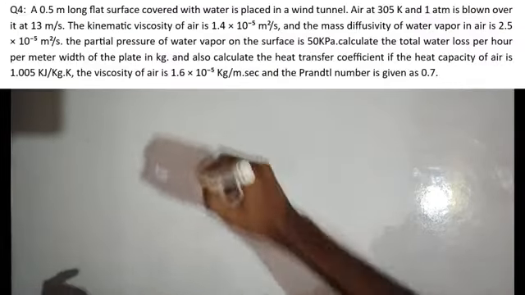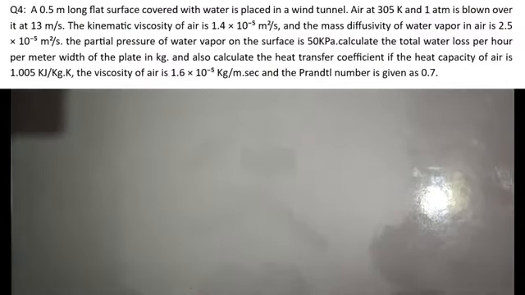So let's move to the next question. The question is: a 0.5 meter long flat surface covered with water is placed with internal air at 105 Kelvin and 1 atmosphere blown over it at 13 meter per second. The kinematic viscosity of air is 1.4 into 10 raised to power minus 5 meter square per second, and the mass diffusivity of water vapor in air is given as 2.5 into 10 raised to power minus 5 meter square per second. The partial pressure of water vapor on the surface is 50 kilopascal.